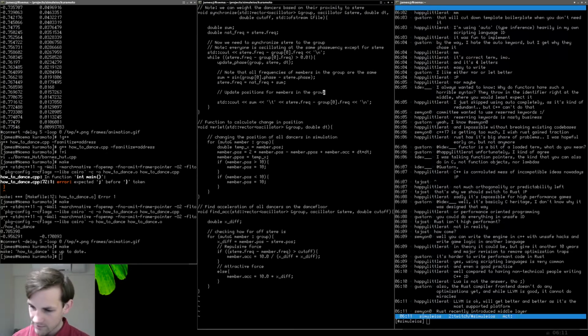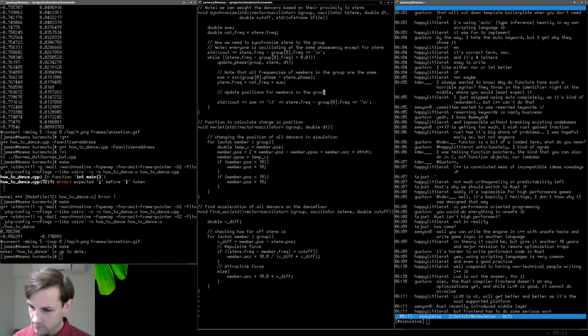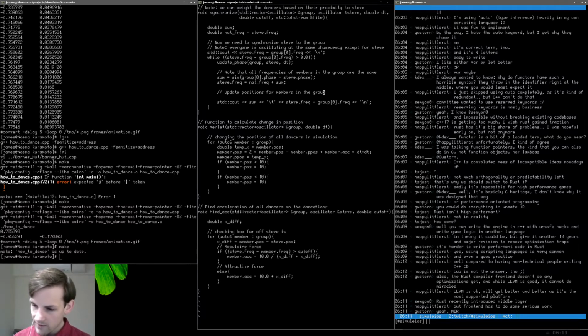What am I missing? LLVM is okay. We'll get better and better as it's a more supported platform. I feel LLVM is super supported, isn't it? Like, most people use it, so far as I'm aware.